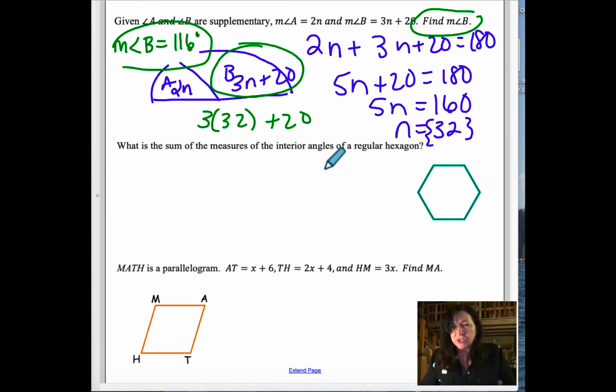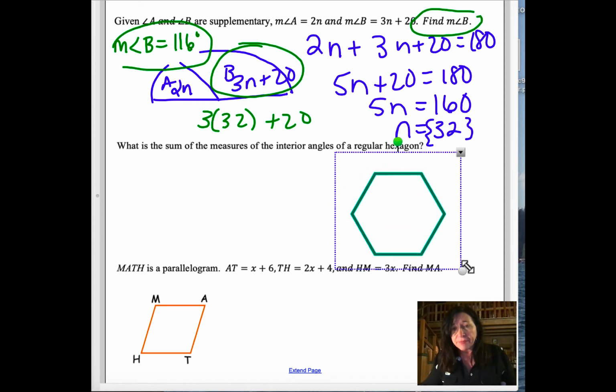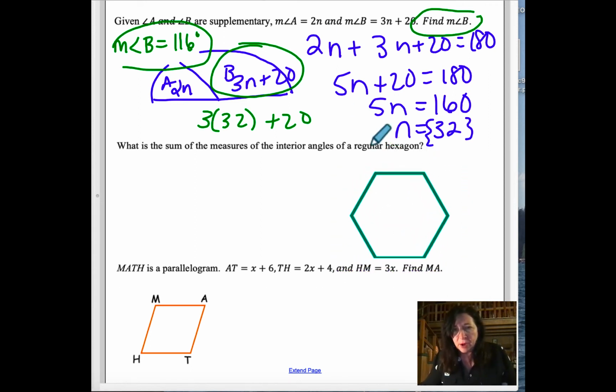What is the sum of the measures of the interior angles of a regular hexagon? Well, okay, so there's a formula, yes. And also, besides there being a formula, there's another way to figure that out. For example, how many triangles do we have here? Let's see, we got one triangle, that would be 180, right? Another 180, another 180, another 180, 1, 2, 3, 4. So what's 4 times 180? 720.